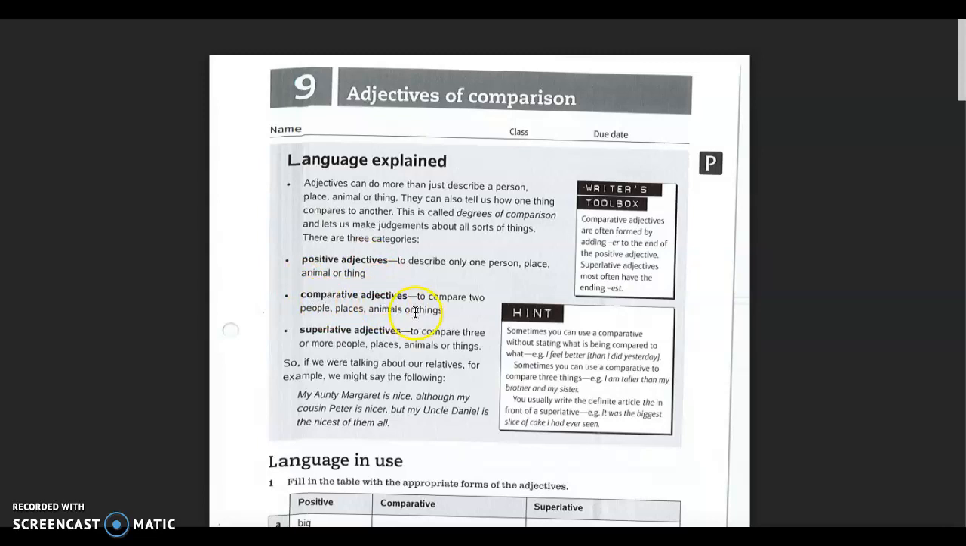A comparative adjective will compare two people, places, animals, or things, and superlative adjectives are used to compare three or more places, animals, or things. So here's an example below, if you're talking about relatives, for example. My Auntie Margaret is nice. So nice is your positive adjective there. Although my cousin Peter is nicer. But my uncle Daniel is the nicest of them all. So with nicer and nicest, we've got your comparative adjective, nicer, and your superlative adjective, which is the nicest of them all.